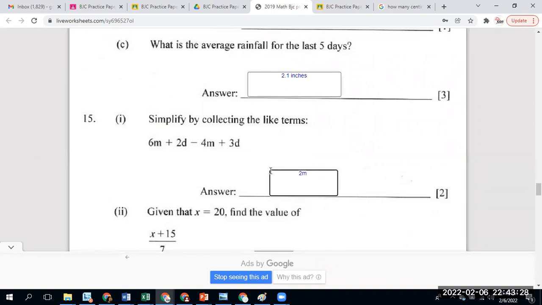And then when I look at my D terms, I have 2D and 3D, plus 2D and plus 3D. So 2 plus 3 is 5. So I have 5D.